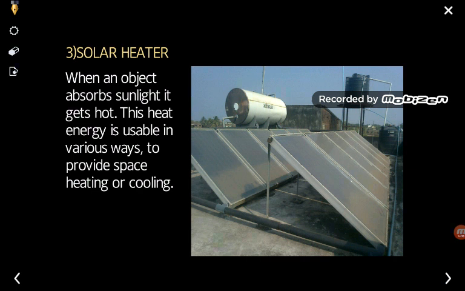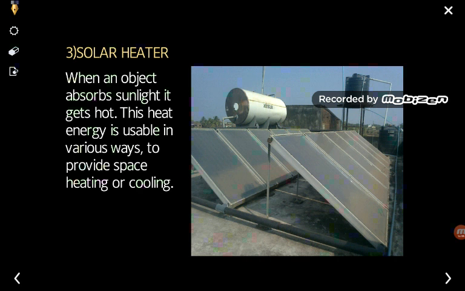This is an example of a solar heater. So when an object absorbs light, it gets hot. कोई भी object अगर absorb light करता है तो it becomes hot, and this heat energy is usable in various ways to provide space heating or cooling. यहाँ पे space heating या फिर cooling through हम क्या कर सकते हैं, energy को utilize किया जाता है.